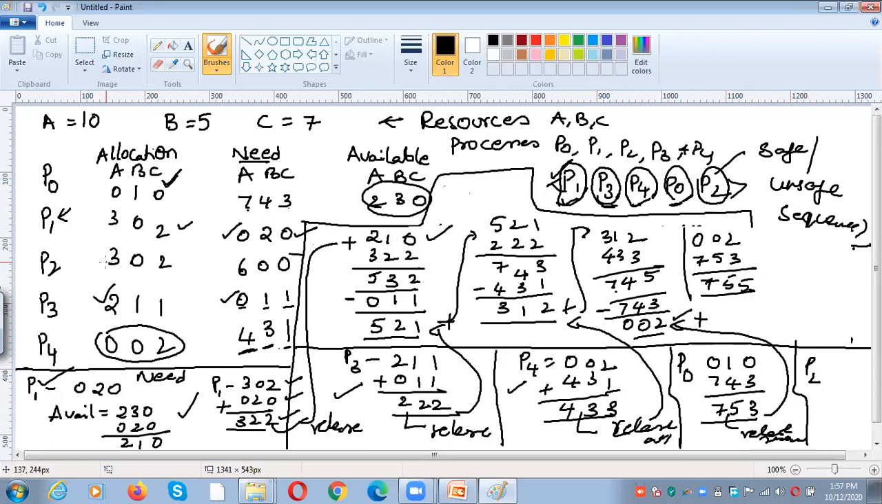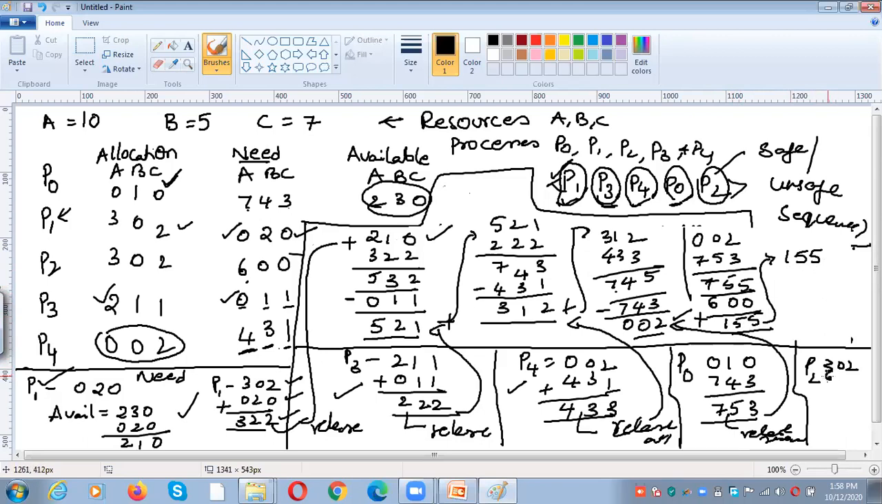How many were allocated earlier for P2? 302. Now how many resources are still needed by P2? 600. So from 755, you need to subtract 600. What will be the output? 155. After allocating 600 to P2, we deduct it from the 755 available, so we have 155 available.